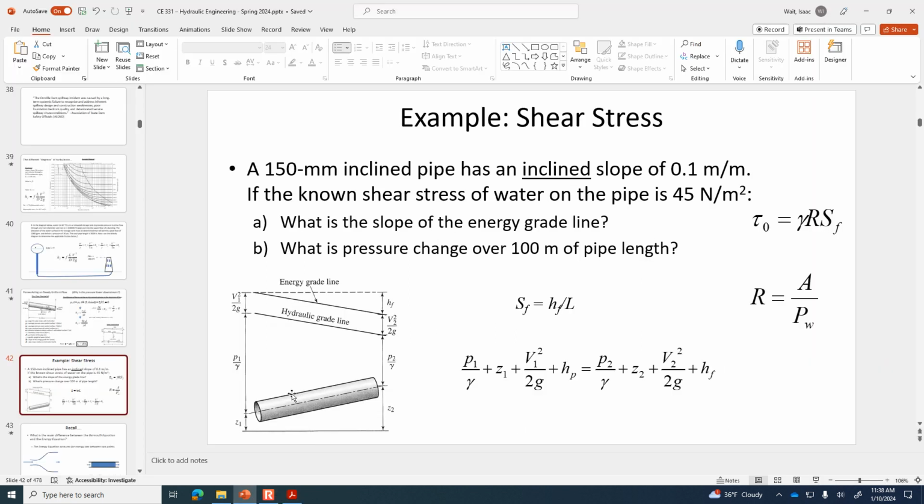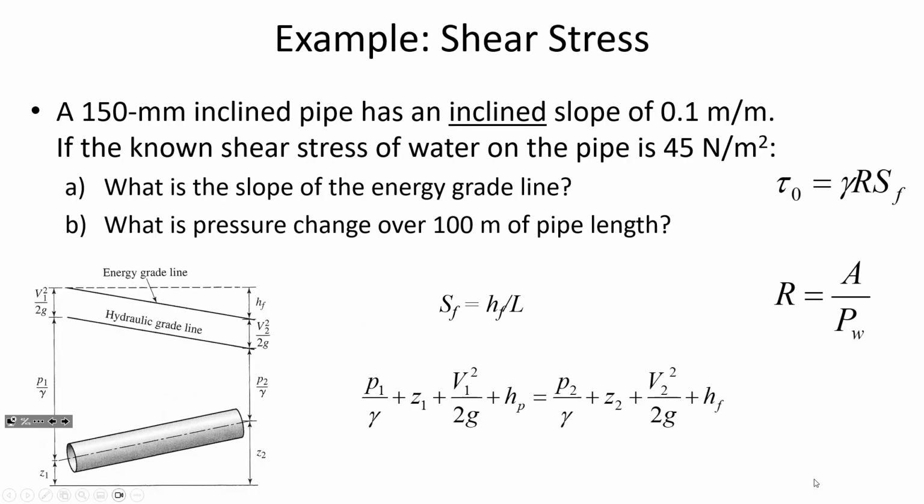So the second part of the question was, what's the pressure change over 100 meters of pipe length? We're going to use the energy equation for that. How much does the pressure change between two points? Let's consider the left part of the pipe as location 1 and the right part as location 2. So the energy equation: P1 divided by gamma plus Z1 plus V1 squared divided by 2g. There's no pump, so I won't bother writing the pump term. Equals P2 divided by gamma plus Z2 plus V2 squared divided by 2g plus H sub F, the energy loss due to pipe friction.